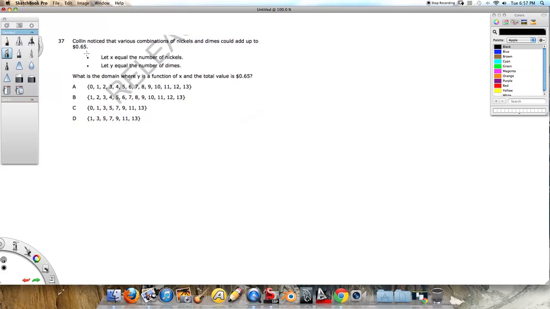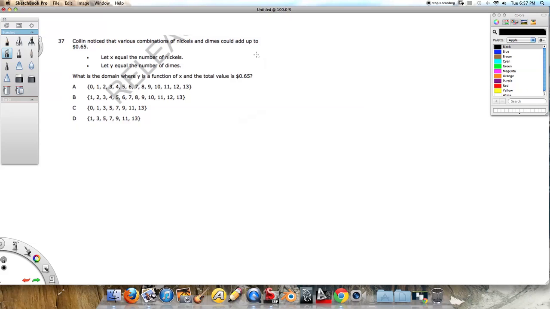Okay, question number 37 says Colin noticed that various combinations of nickels and dimes could add up to 65 cents. And it tells us to let x equal the number of nickels, y equal the number of dimes. What is the domain where y is a function of x and the total value is 65 cents?